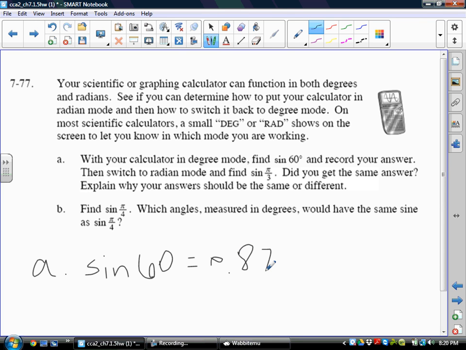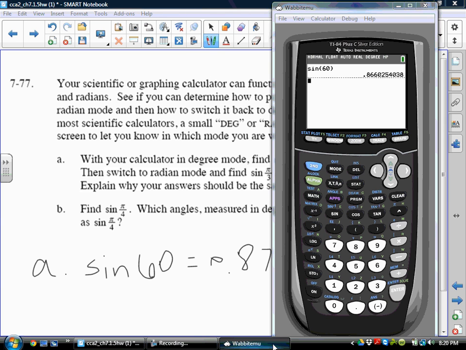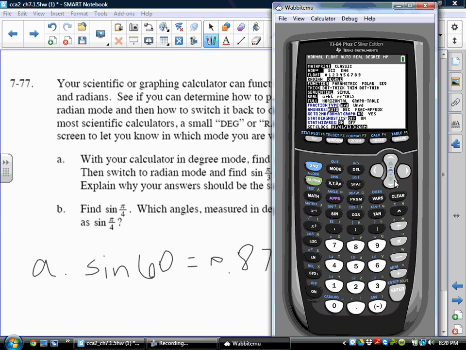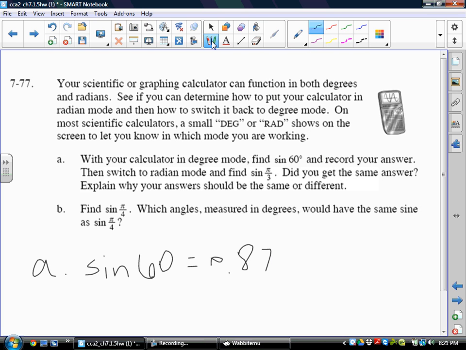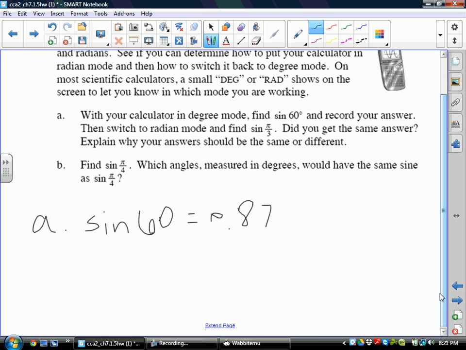Okay, so it says change it into radian mode and find the sine of pi over 3. So we hit mode, and now we need to be in radians. So we're going to hit enter until that's highlighted. Quit out of that. So now I am in radians. Sine of pi over 3 equals 0.87. The same result. So let's record that over here. Sine of pi over 3.